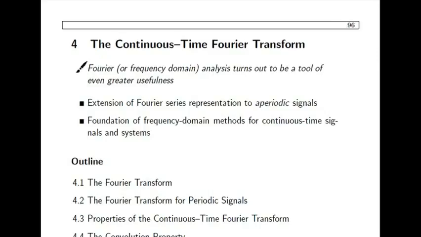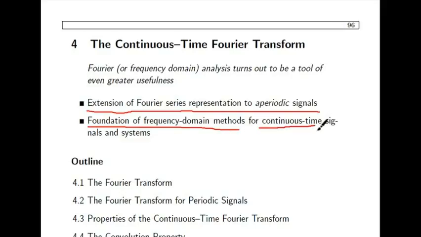And in the Fourier series representation we talked about periodic signals. But whenever we extend Fourier series to aperiodic signals, then it becomes Fourier transform. And it is the basic foundation of frequency domain analysis methods for continuous time signals.